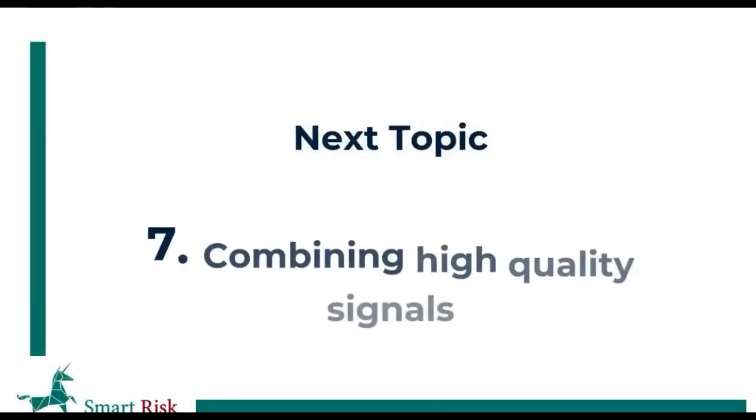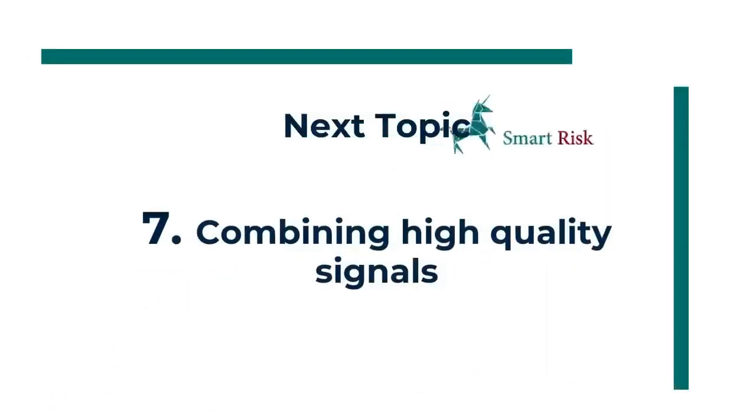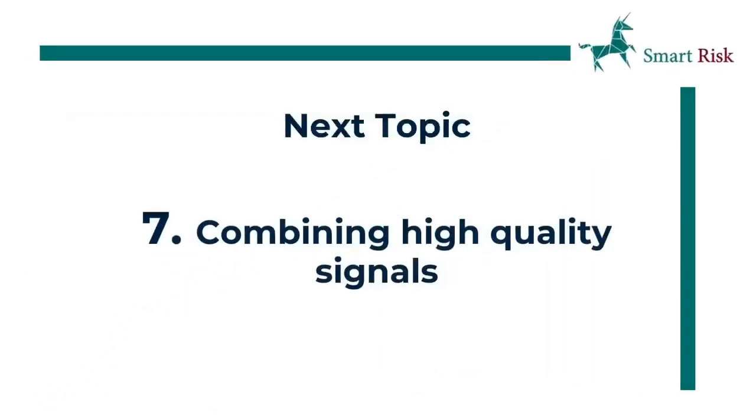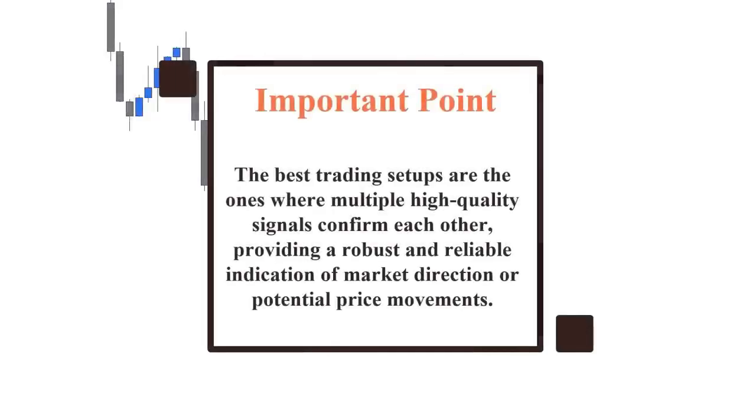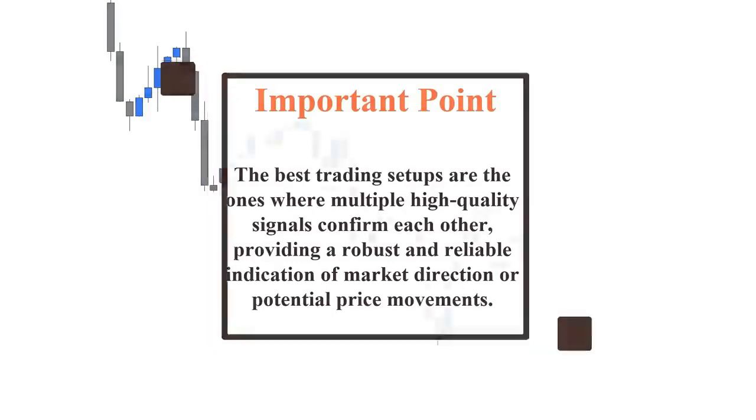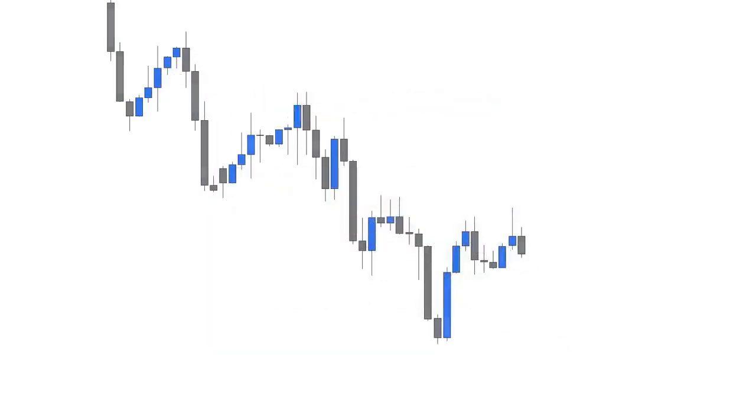Number 7. Combining high-quality signals. The best trading setups are the ones where multiple high-quality signals confirm each other, providing a robust and reliable indication of market direction or potential price movements. This example is where a high-quality trade setup occurred.